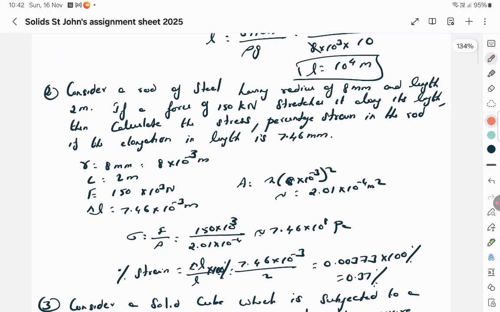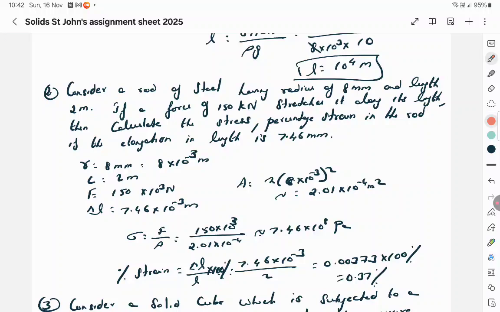Let's go to next question. Consider a rod of steel having radius 8 mm and length 2 meter. If a force of 150 kilonewton stretches it along its length, calculate the stress and percentage strain in the rod. The elongation in length is 7.46 mm.